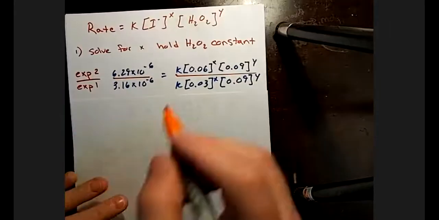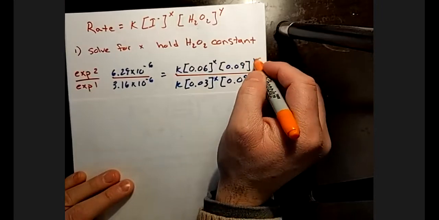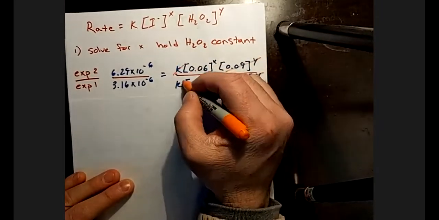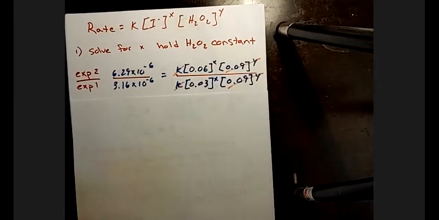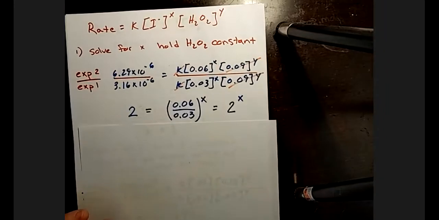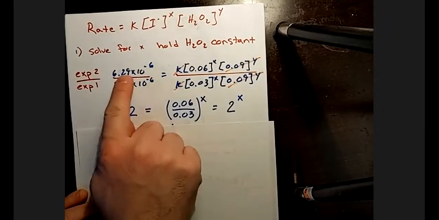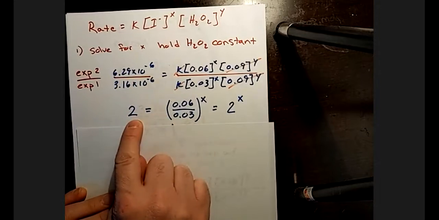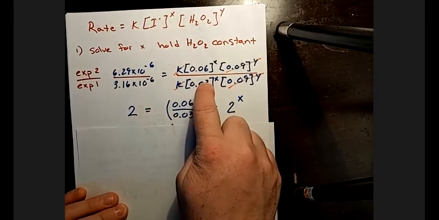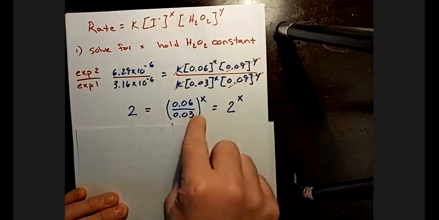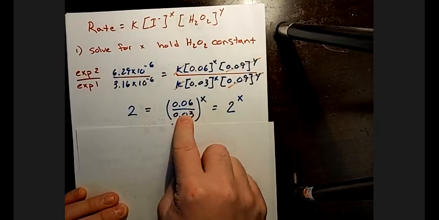So this divided by this, it just makes this whole value disappear, okay? The rate constant goes away. And so you're left with only the concentration for the iodine, okay? So this leads you to this, right? So when we do our rate, we get a value of 2. We do our concentration here. The exponents can be simplified to this, okay?